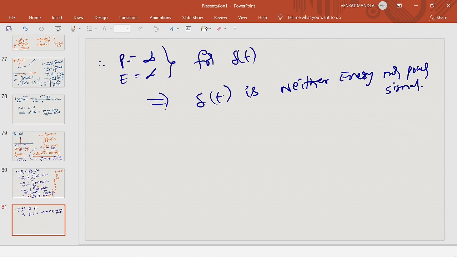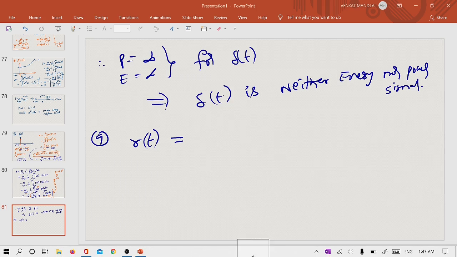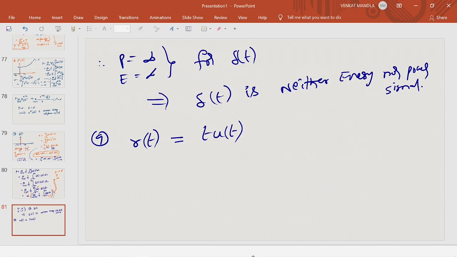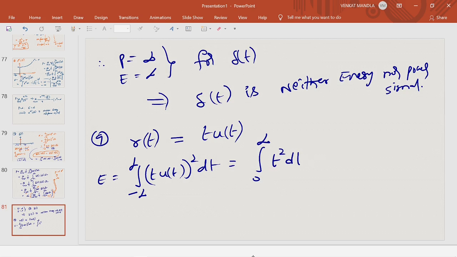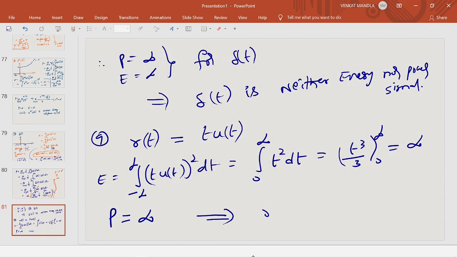The next signal, the last one, is r of t. r of t, that is the ramp signal, that is t into u of t. Find out energy: integral from minus infinity to plus infinity of t into u of t whole square dt. Because of u of t you only have limits 0 to infinity, that is t square dt, which is t cube by 3 from 0 to infinity, you will get infinity. Its energy is infinite. Similarly you will get power also infinite. You can easily find this power. So r of t is neither energy nor power.